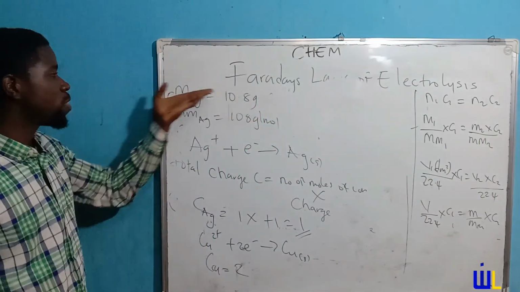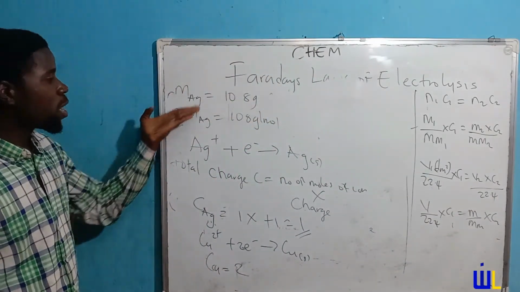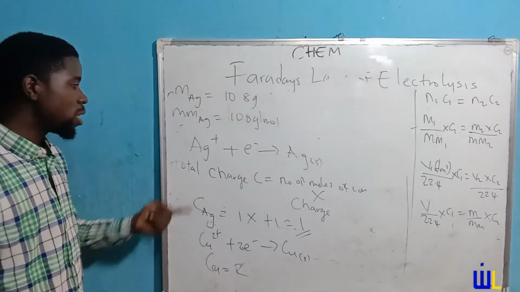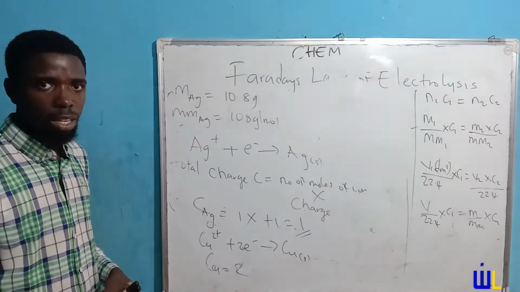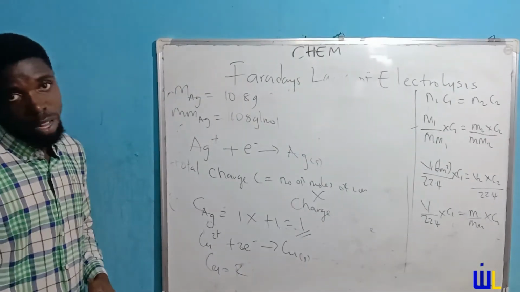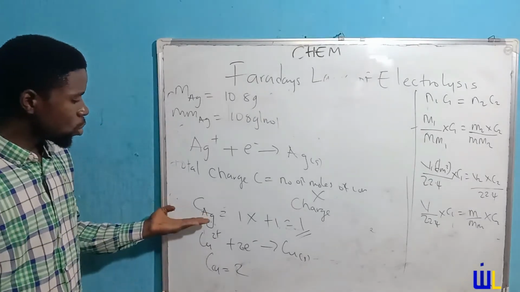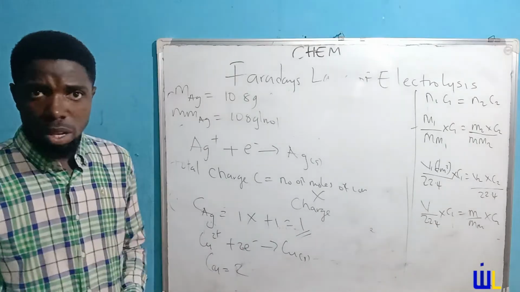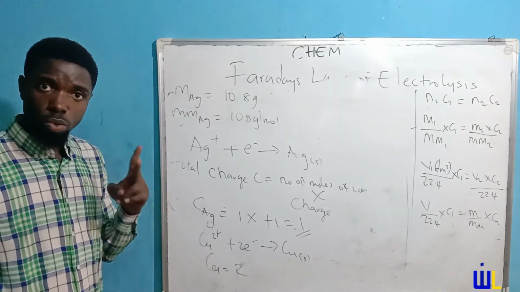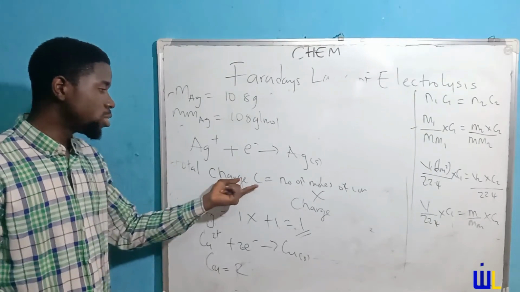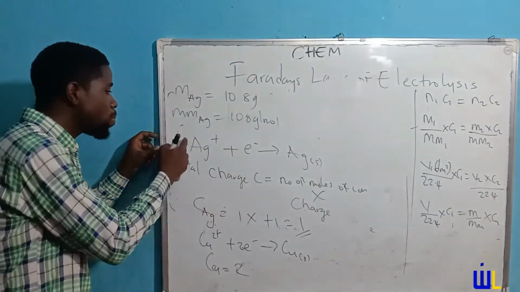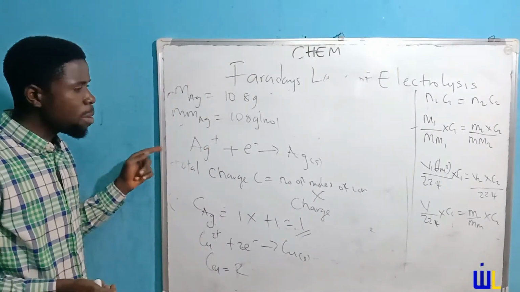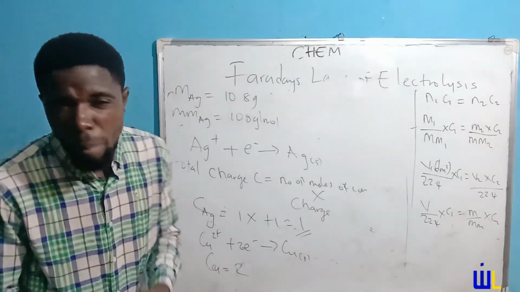We have the mass of silver is 10.8 gram. The molar mass of silver is 108 gram per mole. Silver is discharged by addition of 1 electron, which implies that the value of C is equal to 1. Coming to copper, when copper is discharged, 2 electrons are involved. Therefore, the value of C is 2. I also told you another way of finding the total charge C: multiplying the number of moles by the charge of that particular ion and you get your value for C. Remember, for you to do that, your equation has to be balanced.